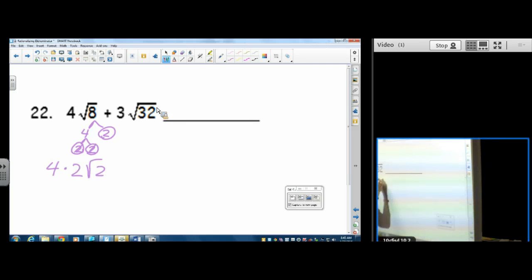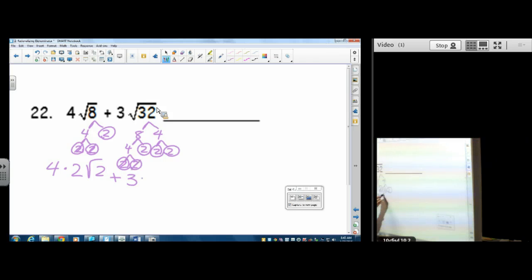Now I'm going to work on this one. 32, I'll do 8 times 4, 2 times 2, 4 times 2, only circle primes. It's a lot of 2's here. So we're only circling them when we get to a dead end. So on this one, plus, there was already a 3 there, a 2 escapes, another 2 escapes, and a 2 is left over. So let's simplify this.